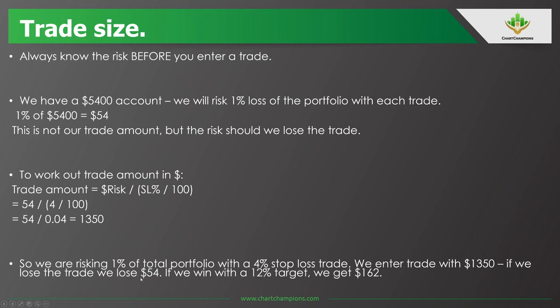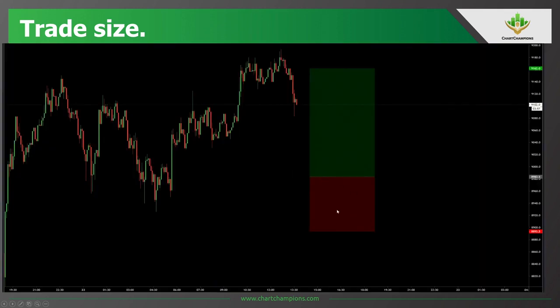If we lose the trade, we will lose $54. If we win with our 12% target, we will win $162. So we are essentially risking $54 to win a potential $162. We know before the trade how much we will lose and how much we will win. We can then sit back and watch the trade play out.